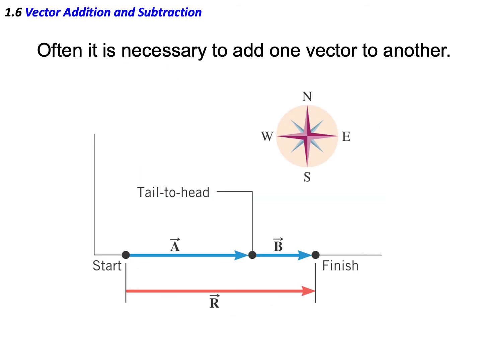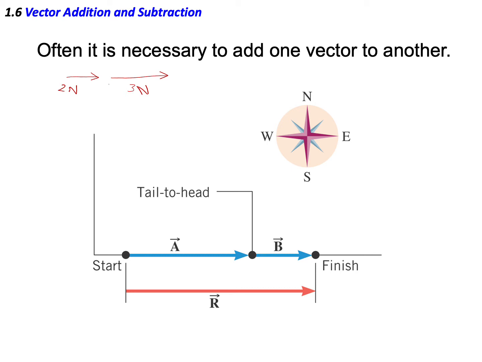As I briefly mentioned at the beginning, it is necessary to add one vector to another. The simplest case is if you consider two vectors in the same direction. Let's say 3 Newton to your right and another 2 Newton to your right. You can add these two together.